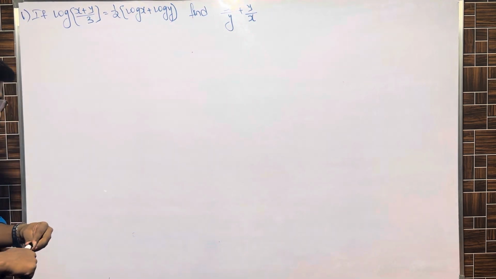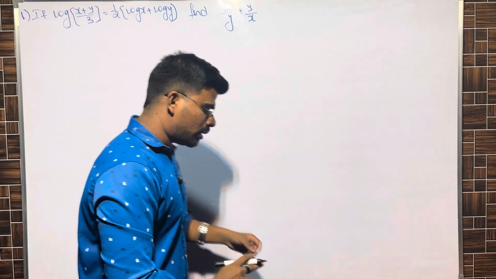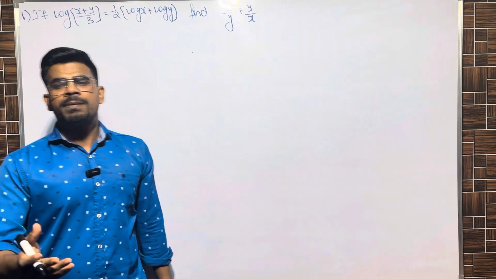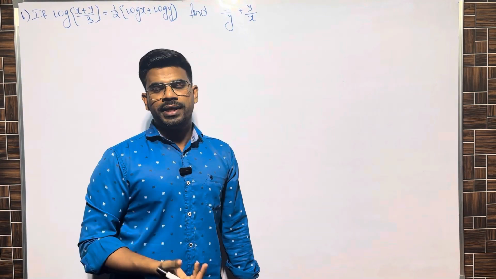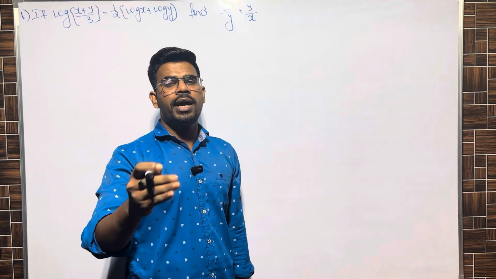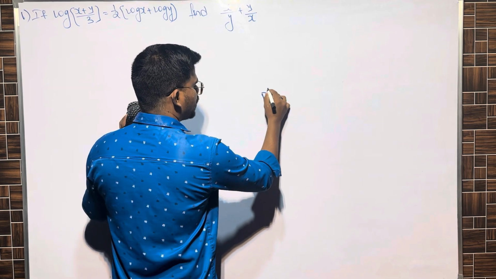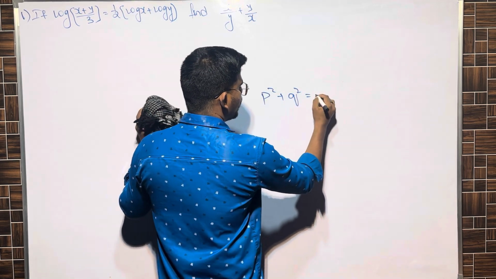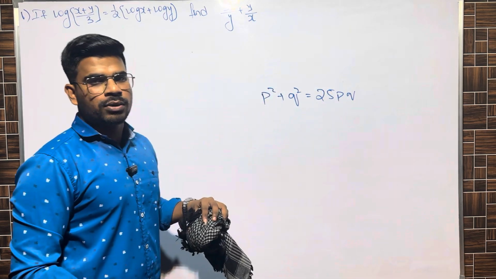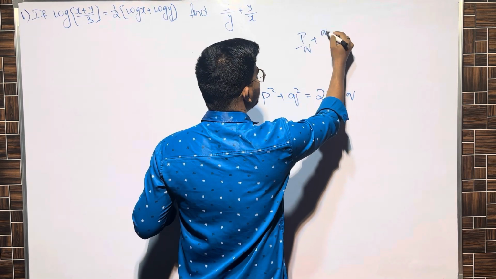So before solving this question, I'll show you a few examples. Before solving every question, it is my habit to explain the prerequisites, in the sense of the important things which you should know, so that the explanation becomes easy. So now understand, there is this equation, p square plus q square is equal to 25pq. For example, p square plus q square is equal to 25pq, and we have to find the value of p by q plus q by p.